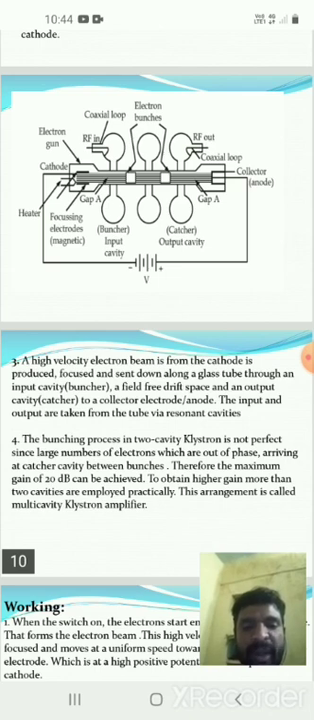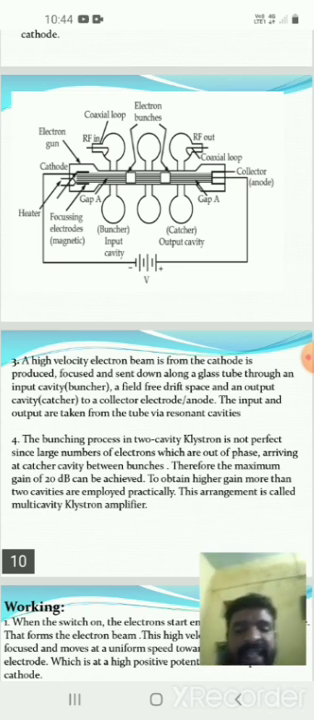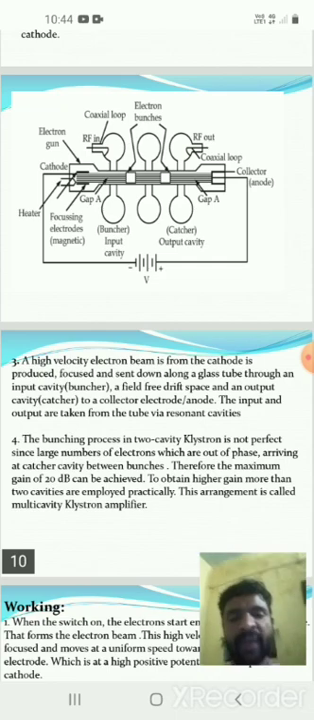The bunching process in a two-cavity klystron is not perfect, since a large number of electrons which are out of phase arrive in the catcher cavity between bunchers. A maximum gain of 20 dB can be achieved. To obtain a higher gain, more than two cavities are employed in practice. This arrangement is called the multi-cavity klystron amplifier.